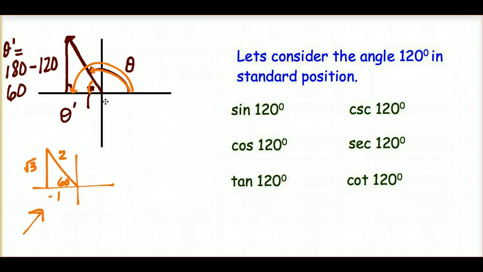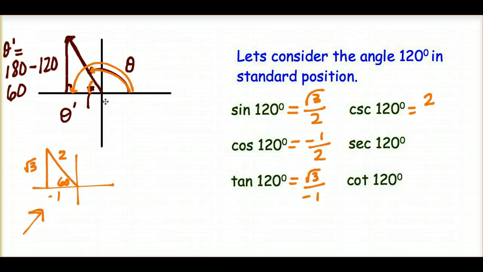So the sine is going to be the opposite side over the hypotenuse. The cosine will be adjacent over hypotenuse. And the tangent is opposite over adjacent. And then the three other functions are going to be just the reciprocals. So this one will be 2 over root 3. This one will be -2, and this one will be -1 over root 3.